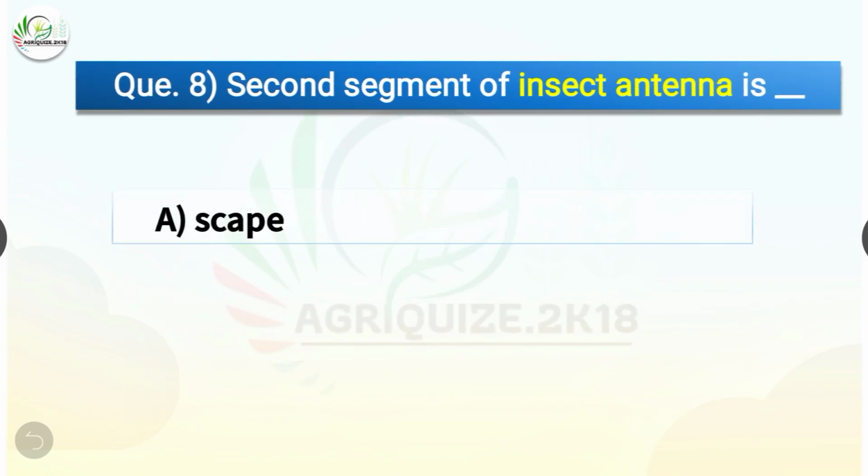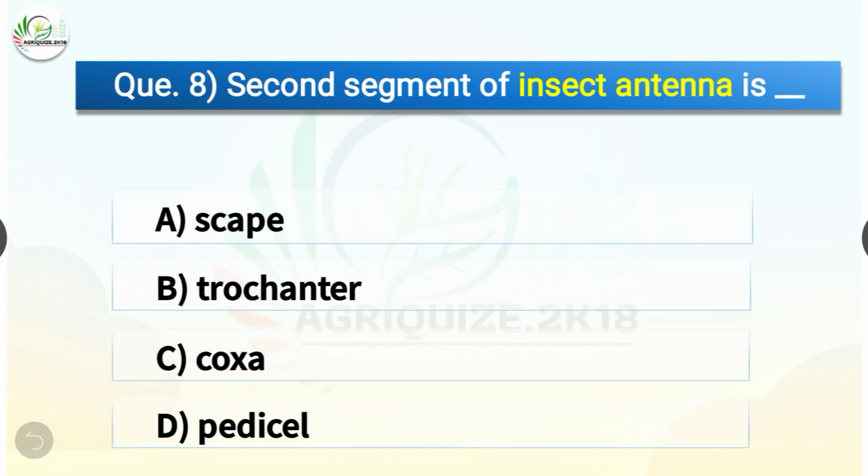Question number 8. Second segment of insect antenna is. The options are scape, trochanter, coxa or pedicel. The correct answer is option D, pedicel. So the second segment of insect antenna is pedicel, whereas the first segment of insect antenna is scape.